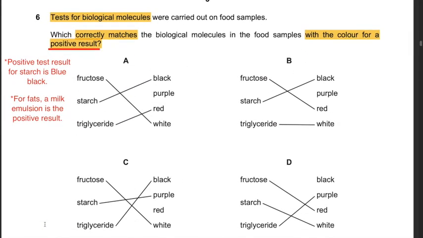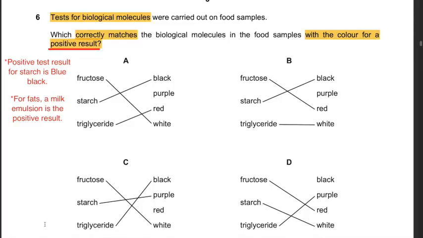Question 6. Tests for biological molecules were carried out on food samples. Which correctly matches the biological molecules in the food samples with the color for a positive result? The keyword over here is positive result. The positive result for starch is blue-black, and the positive result for fructose is from a color scale from blue, green, yellow, orange and finally red, where blue means there is no reducing sugar present and red means there is reducing sugar present of the highest concentration.